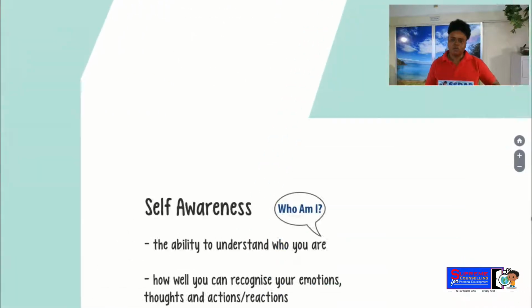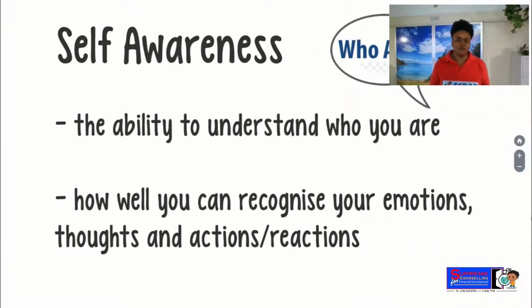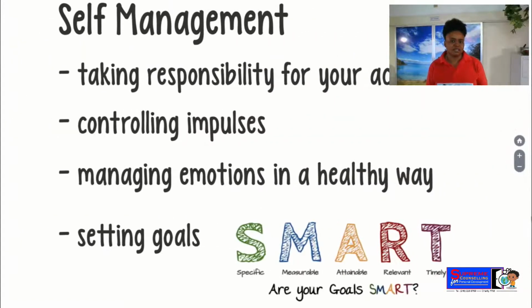So we went on to look at self-awareness. We were trying to answer this whole question of who am I? It was our ability to understand who we are and how well we can recognize our own emotions and thoughts, actions and reactions. And we looked at self-management, where we were working on taking responsibility for our actions, controlling impulses. You remember what impulses are, Jaden?